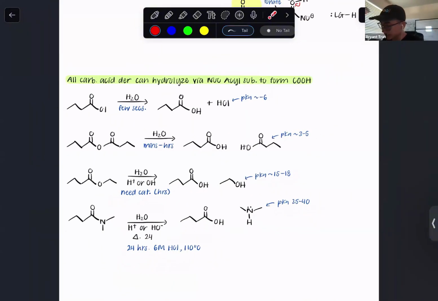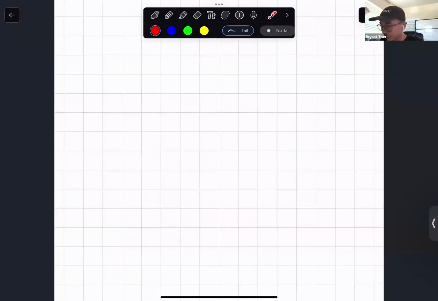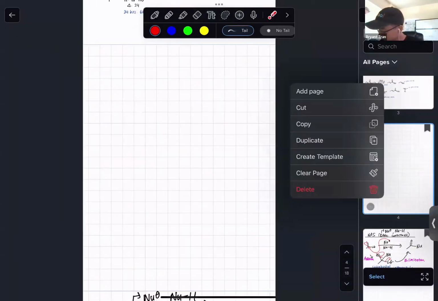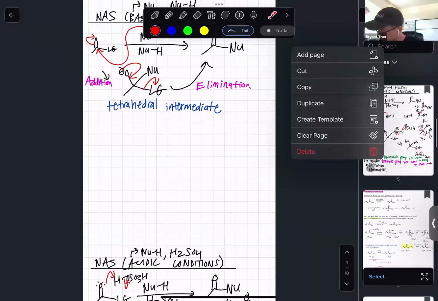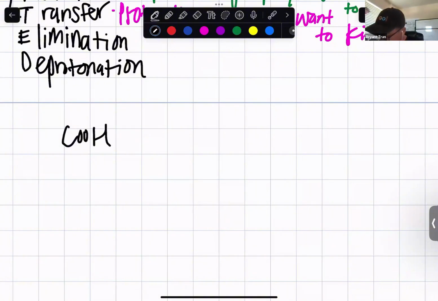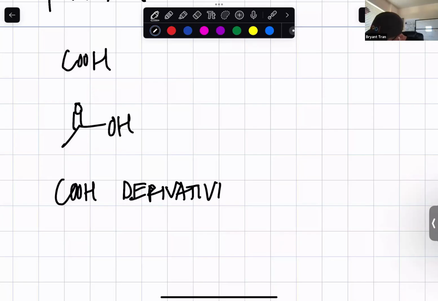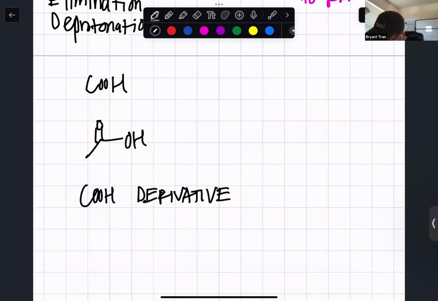Okay, so this next section here is going to talk about carboxylic acid derivatives already, but let me show you guys what they are first. So a carboxylic acid is a carbonyl next to an OH. A carboxylic acid derivative is going to be, I'm just gonna draw it out and explain it later.